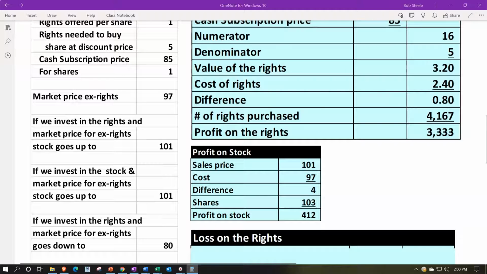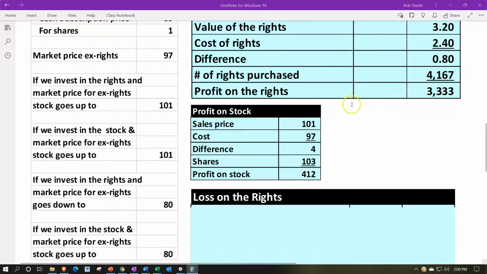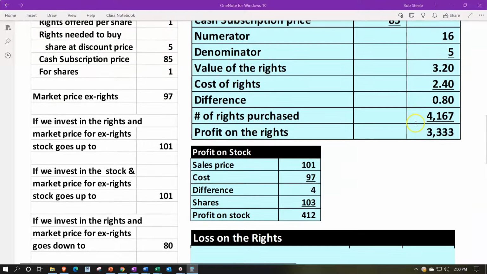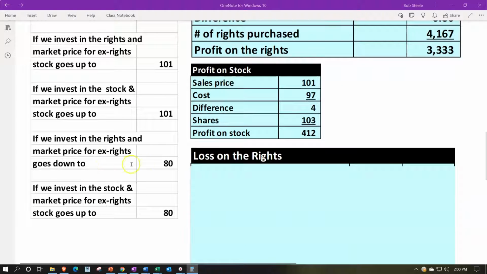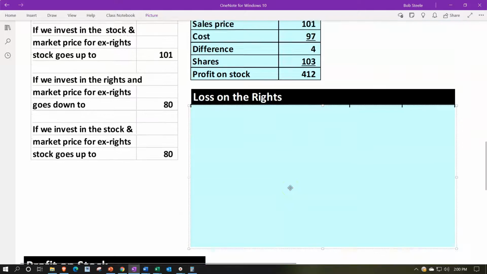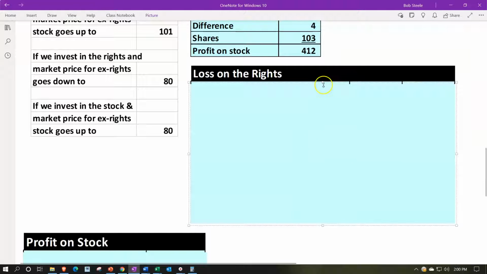So you could see here that it amplified the gain if there was an upside on the change and we invested in the rights as opposed to the stocks themselves during this X rights time frame. What if there's a loss, though? Things go down. So if we invest in the rights and the market price for the X rights goes down to 80, what would happen? And so on with investing in the stocks.